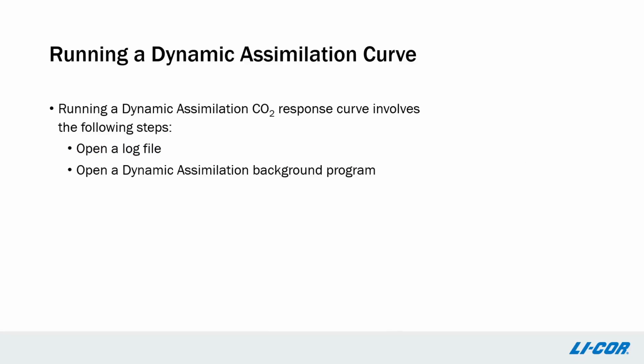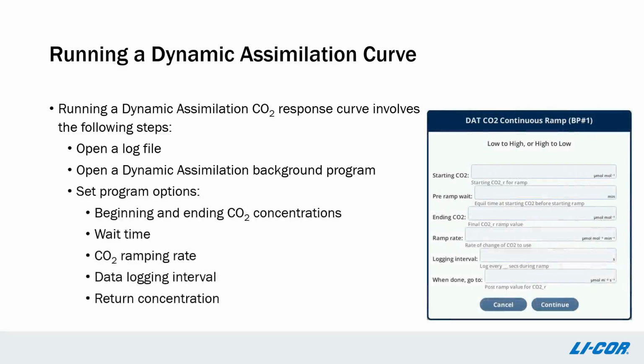There are a few steps that should be followed to set up and run a dynamic assimilation CO2 response curve. First, a log file should be opened under the Log Files tab. Then, a dynamic assimilation background program should be started. When started, the background program will open a dialog box with several options. These options include the following.